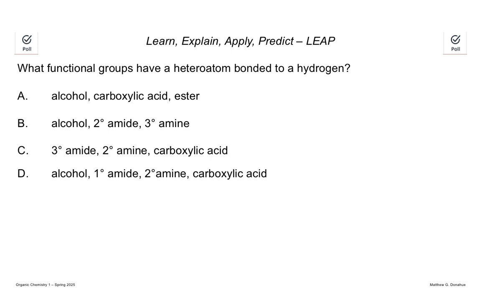So in Module 1, we spent time talking about how do we communicate structure. So there's the actual drawing of the structure, and then we have these different words and abbreviations for the functional groups. So this question is asking, what functional groups have a heteroatom bonded to hydrogen? So I would abbreviate the heteroatom as X. And then what it's asking you is which functional groups have XH?